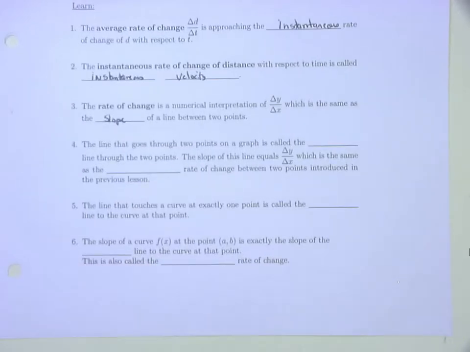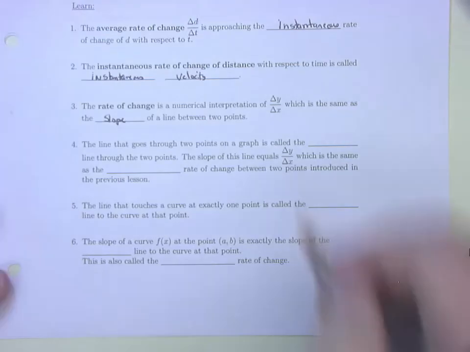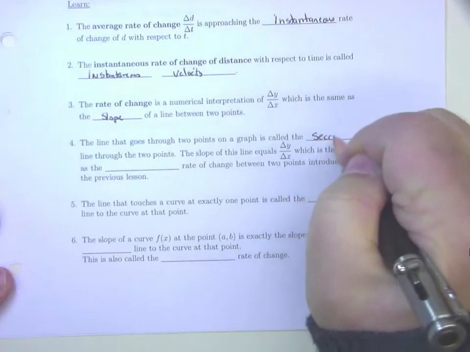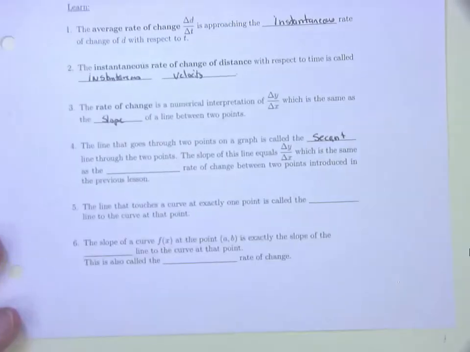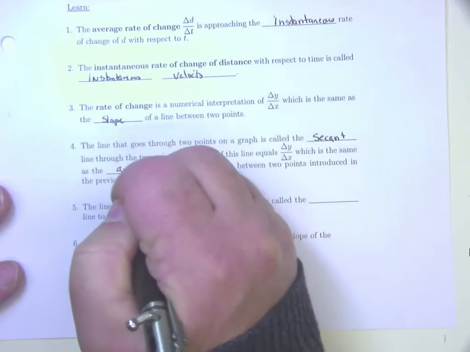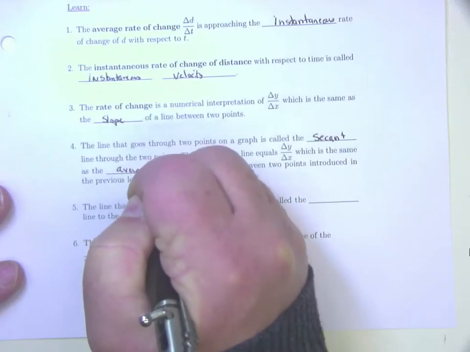The line that goes through 2 points on a graph is called the blank line. We have just 2 points on a function. What do we call that guy? The secant line. The line that goes through 2 points on a graph is called the secant line through the 2 points. The slope of this line equals delta y over delta x, which is the same as the blank rate of change. It's the same as the average rate of change.